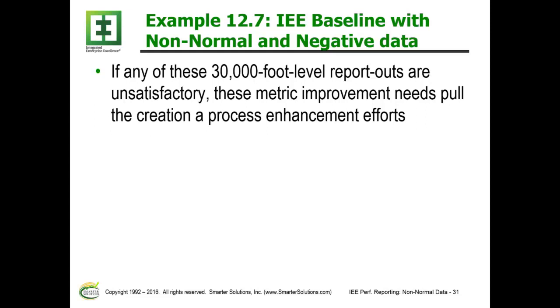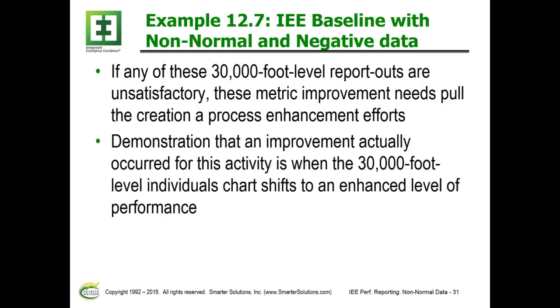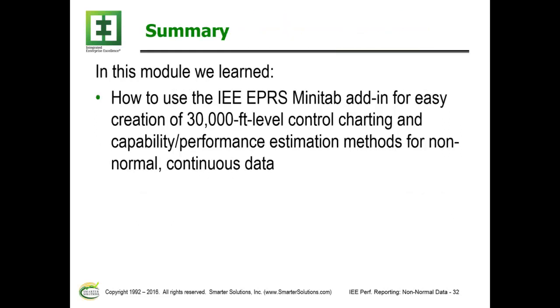So I want to emphasize, if any of these 30,000 foot level charts are unsatisfactory, then that metric improvement pulls for an enhancement effort. Demonstration that an improvement actually occurred for this activity or process is when the 30,000 foot level individuals chart shifts to an enhanced level of performance. So in summary here, we learned how to use the EPRS Minitab add-in for easy creation of 30,000 foot level charting, and also how we can estimate capability at the same time, all in the same plot.